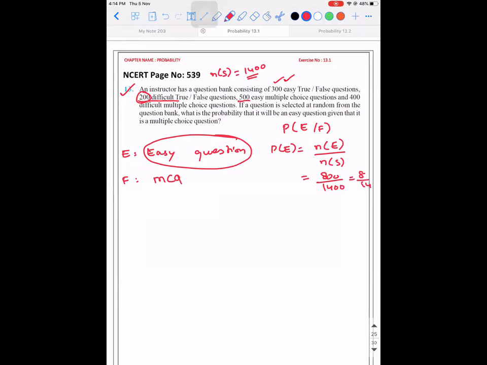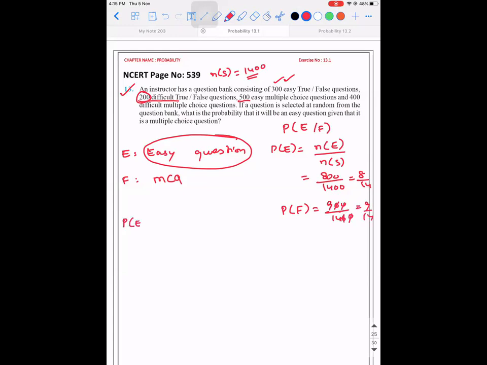What is the number of MCQs? What is the probability of F? It is 900 out of 1400. So it will be 9 by 14.